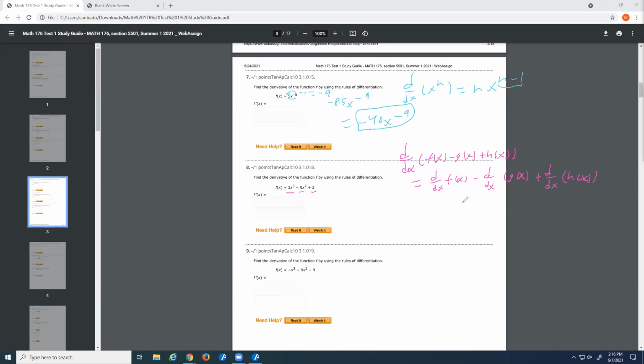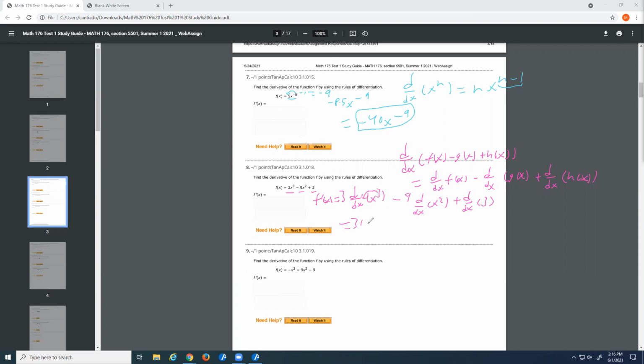All right. Yeah, so we just have to take the derivative term by term. If we look at our first term here, this 3x cubed, we could factor out the 3, and f prime of x is equal to 3 times d by dx of x cubed, and then minus, I'll factor out -9 from the next one, d by dx of x squared, plus d by dx of 3. Perfect.